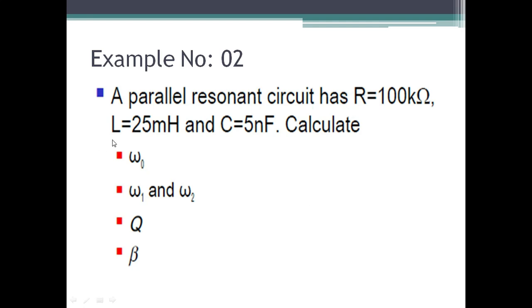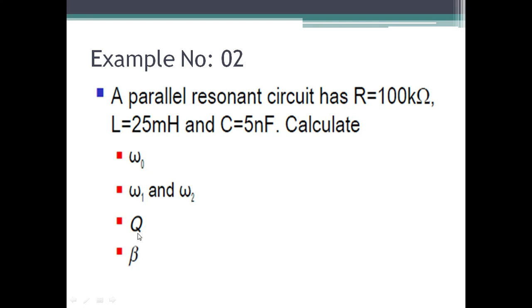For this example, resistance R, inductor L, and capacitor C are connected in parallel with the applied voltage. And f0 is equal to 1 upon 2 pi square root of LC, and to find omega 0, it is equal to 1 upon root LC. Same way, omega 1 and omega 2 should be calculated.